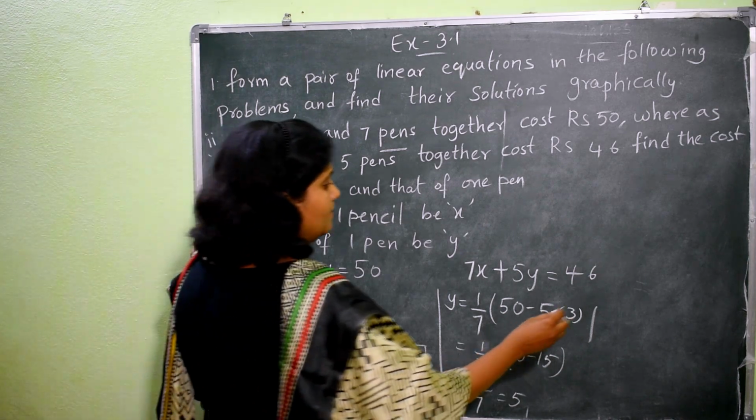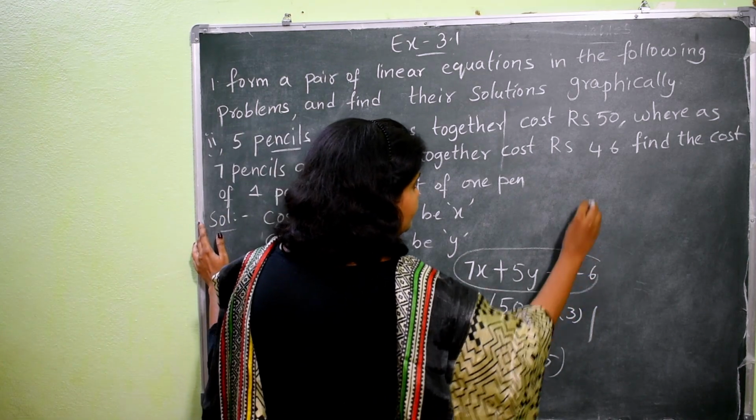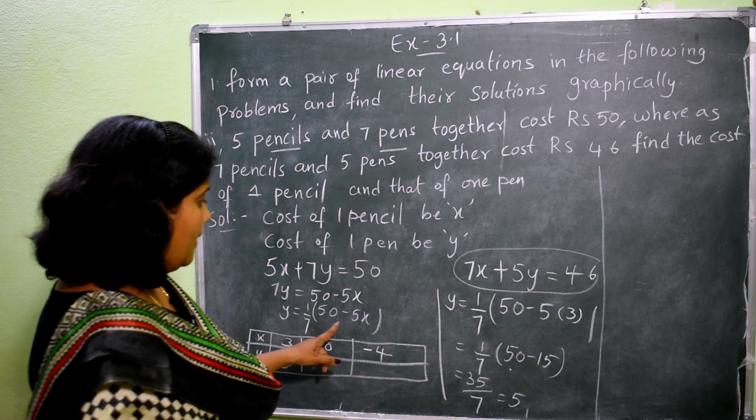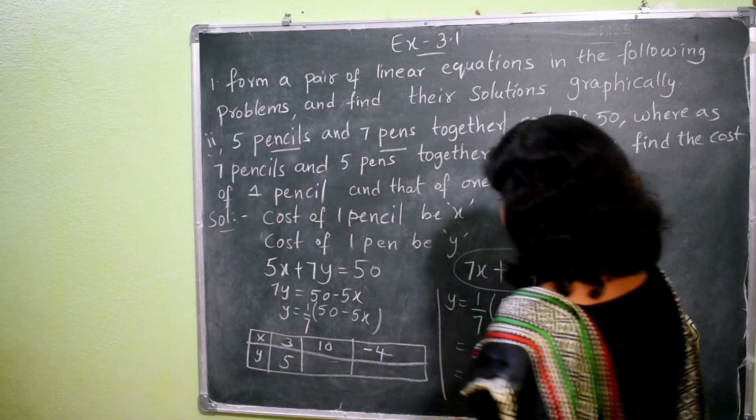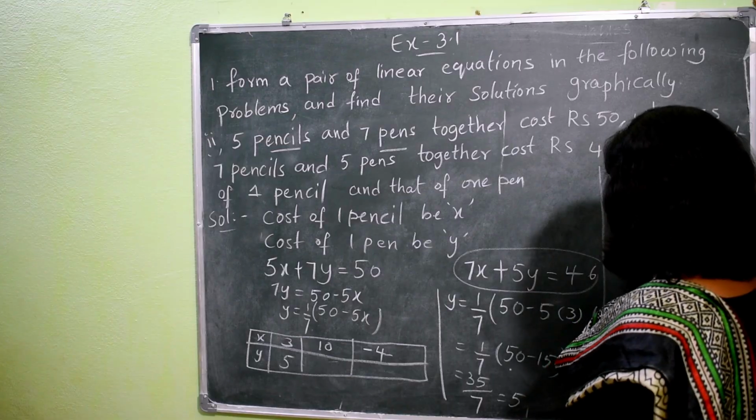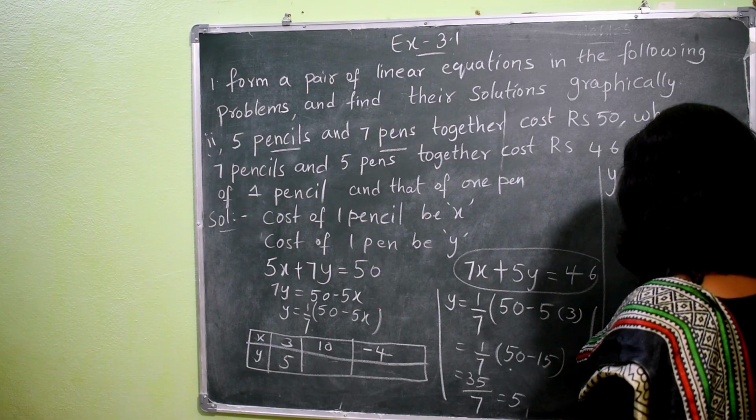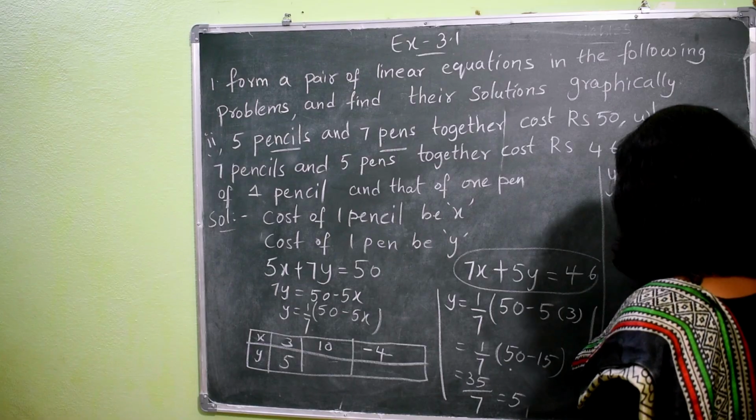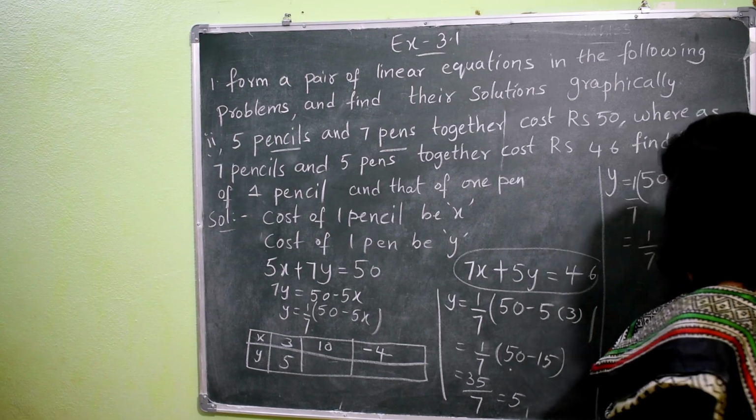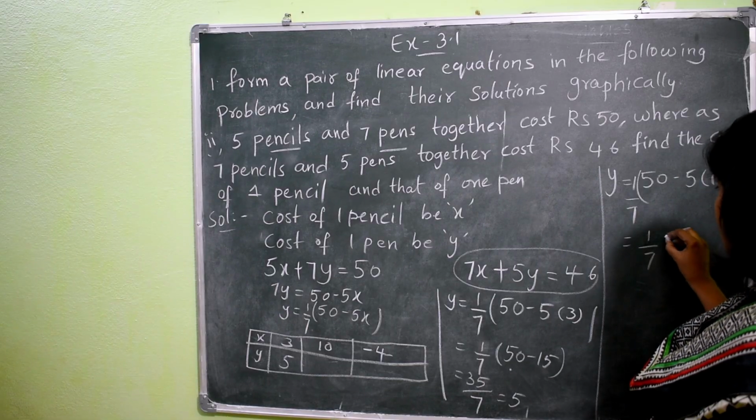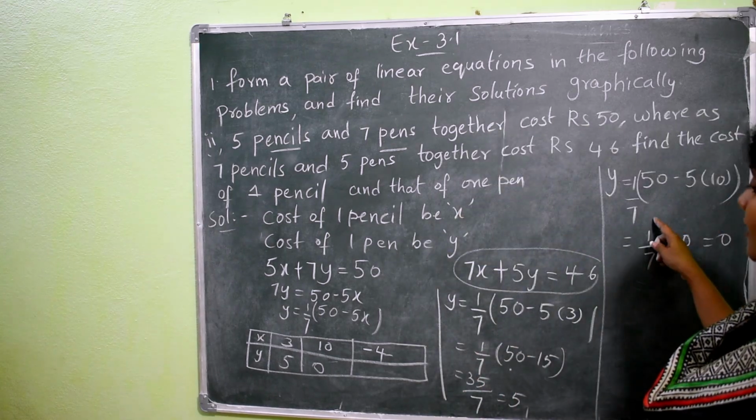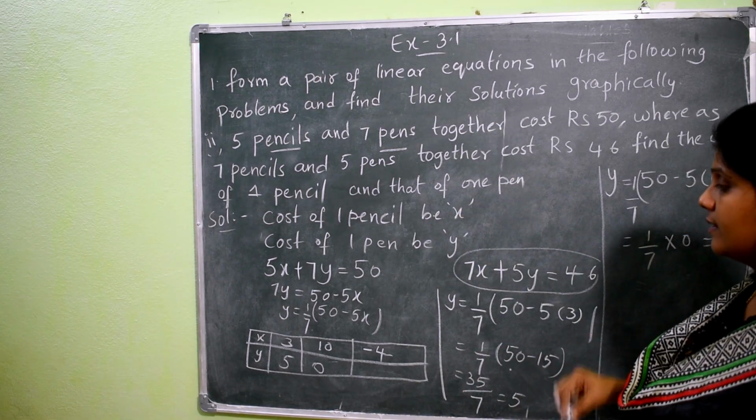Okay, next. y is equal to, I am taking the x value as 10. So y is equal to 50 minus 5 into 10. So 1 by 7 into 50 minus 50, how much? 0. So 1 by 7 into 0 is nothing but 0. So for the x value as 10, we got the y value as 0.